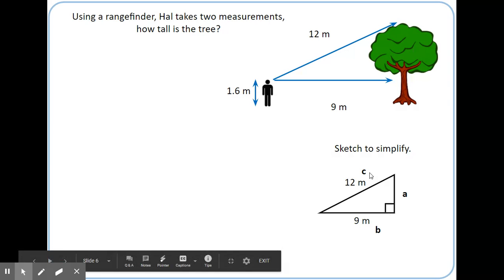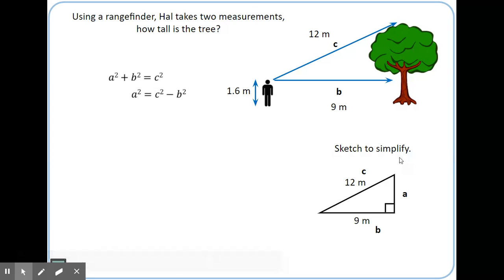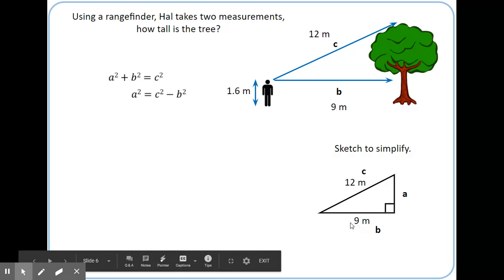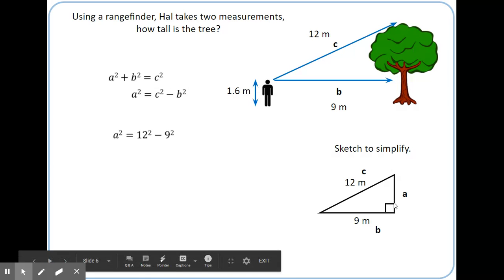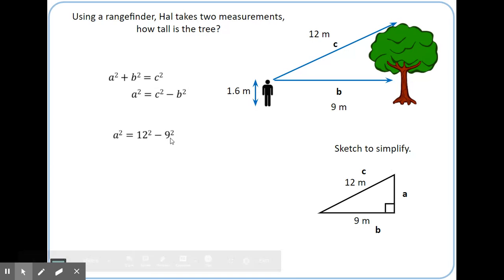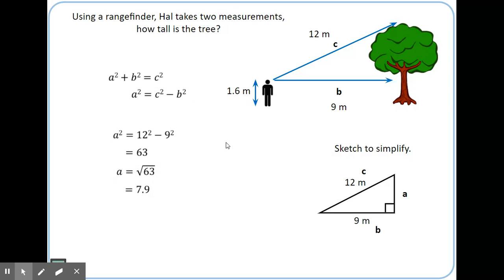Now I name the sides A, B, C to apply the Pythagoras theorem. I squared 12 squared as well as 9 squared. Notice I'm subtracting them because 12 is the longer side. Hence, we're trying to find one of the shorter ones, so we have to subtract them. So 63, and we square root it to find 7.9 meters to 1 decimal place.